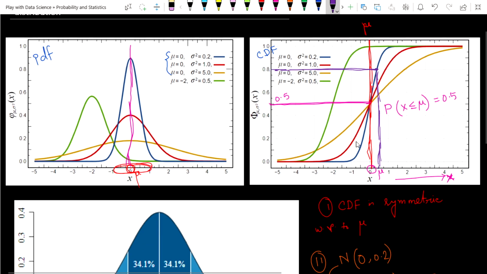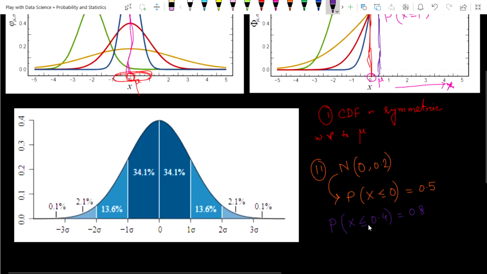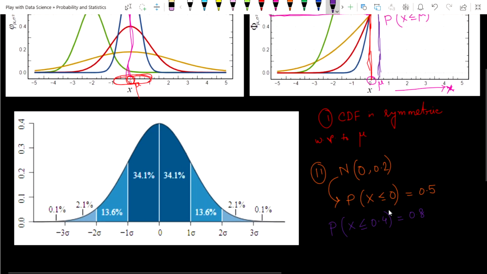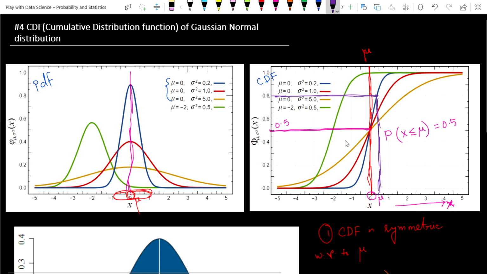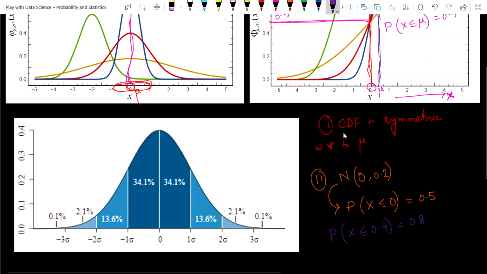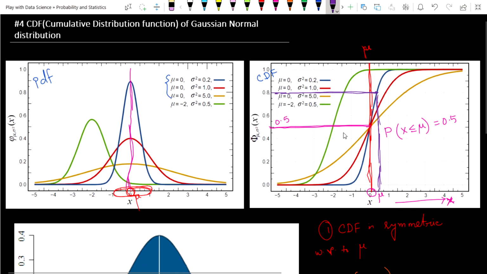Okay, this means 80% of the points lie in these regions. If x is less than 0.4, we have only acquired 80% of the random variable. That's the actual importance of the cumulative distribution. We can easily calculate the probability, meaning how much of the points our distribution has acquired in this range.